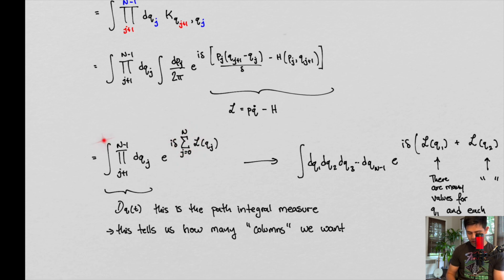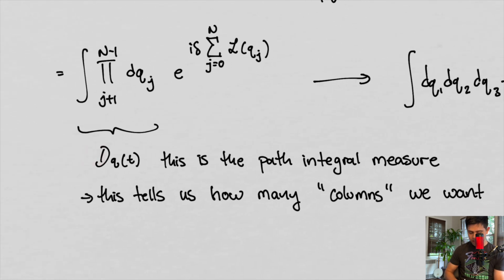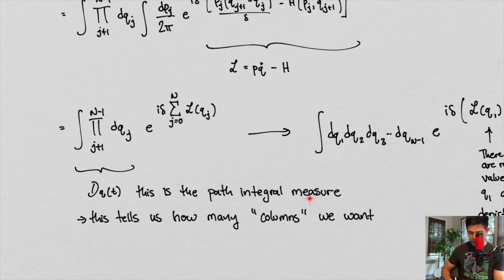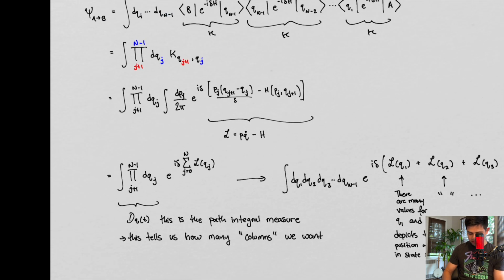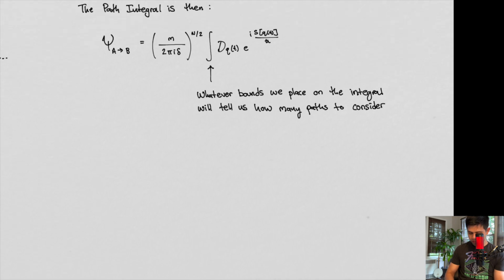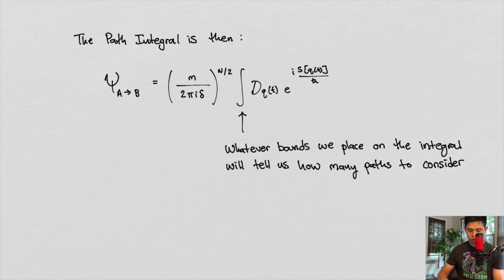We have this summation and this summation, and we take this guy and compact it into something called big D little q of t. This is a path integral measure. This thing is called the path integral measure, and this tells us how many columns we want. With that all being said, we can compactify this now into the path integral. Now this is just a constant, right?